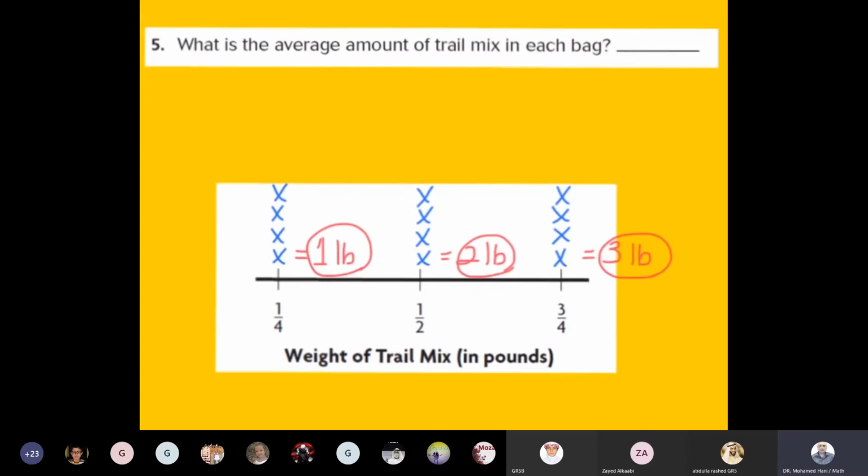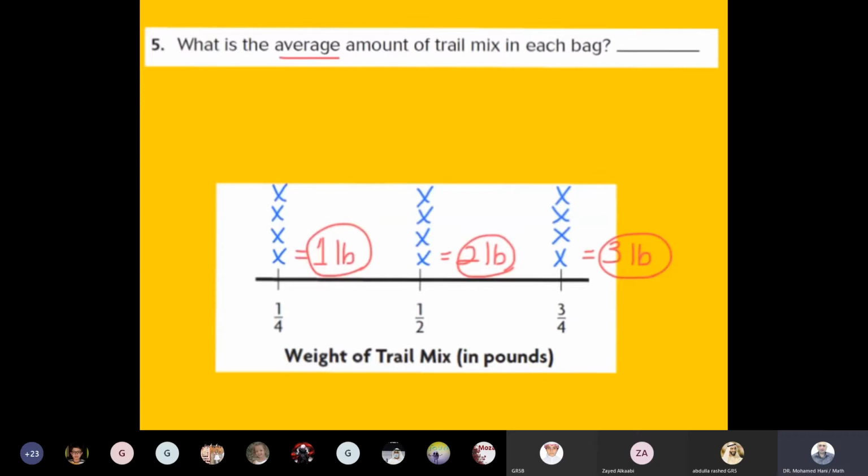Now let's take a look at question number 5. It says, what is the average amount of trail mix in each bag? Now the key word here is the word average. And in order to find the average, it simply means the middle or the mean of all of your data set. So there's a couple of steps we're going to take in order to find the average amount of trail mix in each bag. Step number 1, you have to find the sum of the weights of the bags of trail mix. And what we know is from our last slide is this.